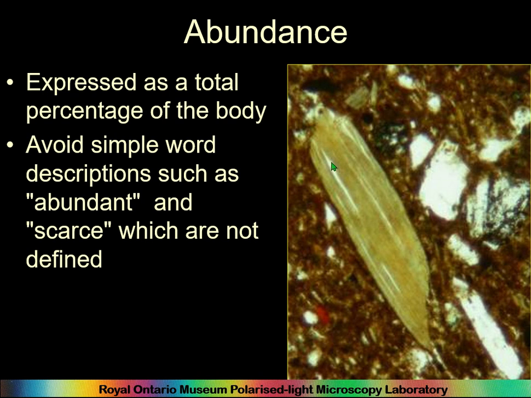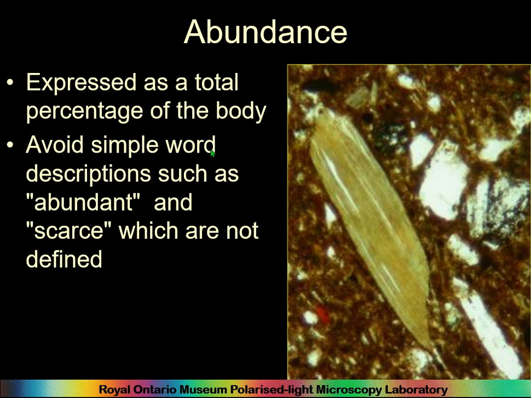Basically the entire pottery is 100%, and you might want to say 5% is biotite, 10% is plagioclase. That doesn't actually reflect how many you see in this actual picture of a thin section, but it expresses a total percentage of the body.